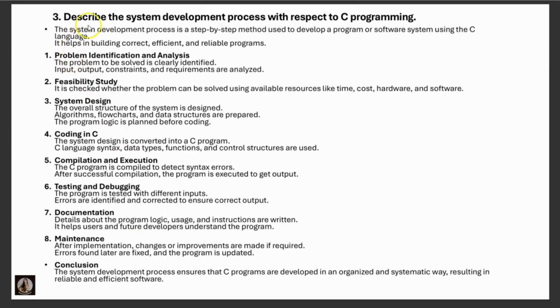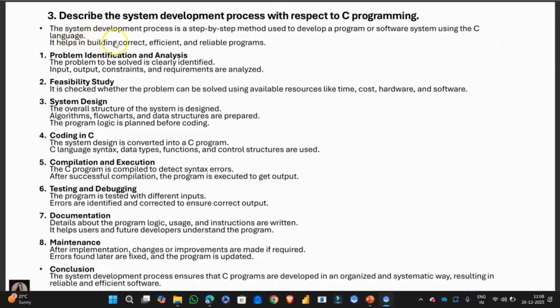And the next question is the system development process with respect to C programming. The system development process is a step-by-step method used to develop a program or software system using the C language. It helps in building correct, efficient and reliable programs. Clear? Let us understand the steps included in the system development process.